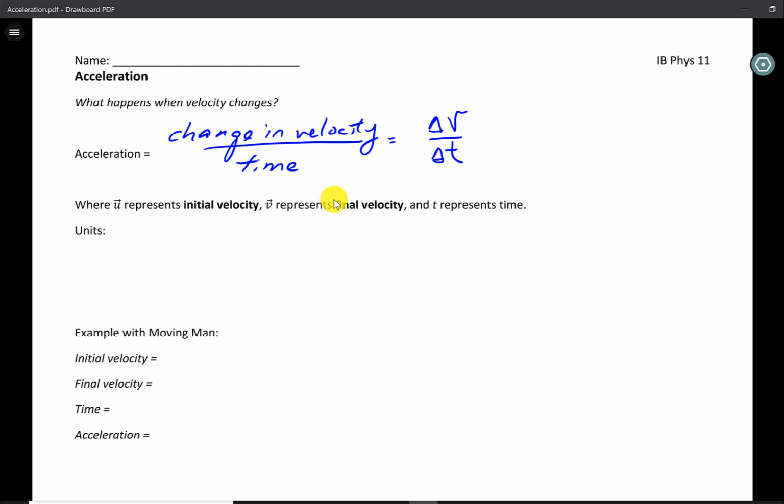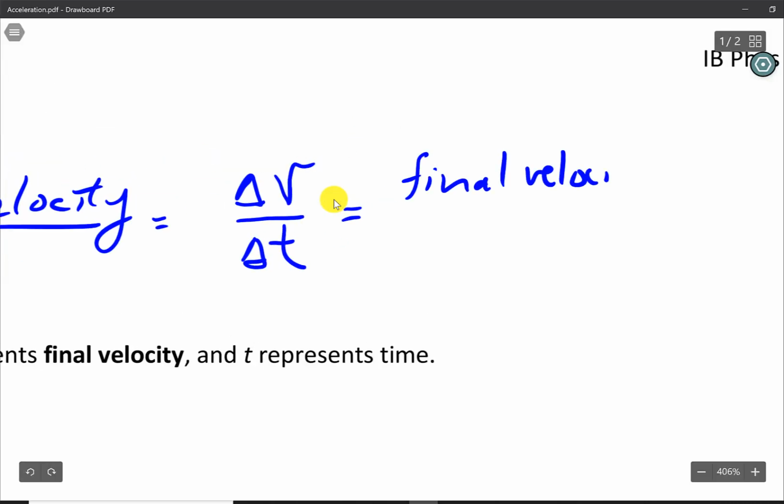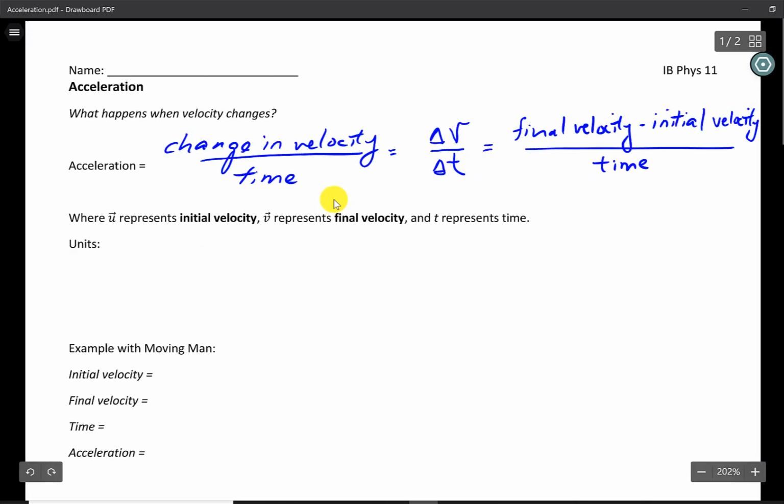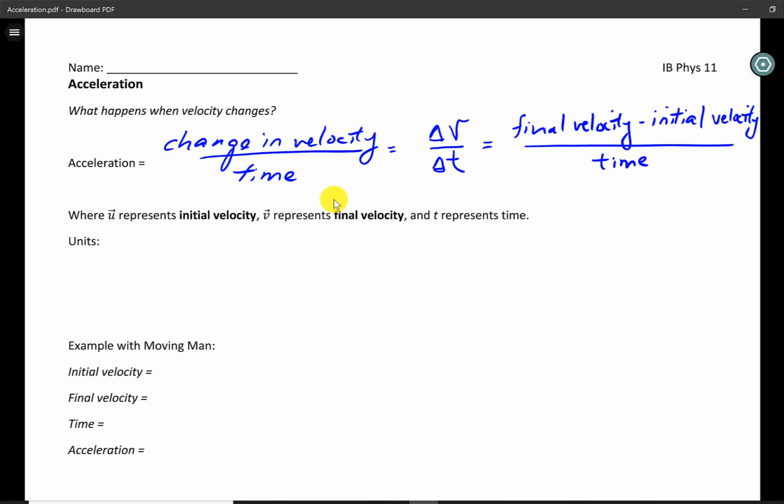So if we break it down, what is a change in velocity? How do we define change? Change in velocity, by definition, is the final velocity minus the initial velocity, all of that divided by time. If we put that into symbol format, it looks like this. On your data booklet, final velocity is represented by a v. I like to put a little arrow on top to show it's a vector, minus u, which symbolizes initial velocity, all of that over time.